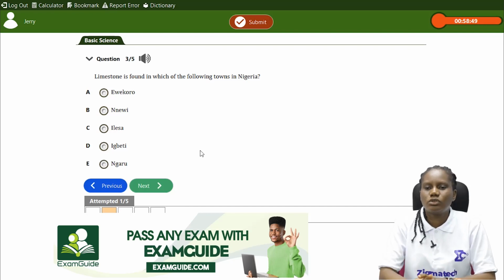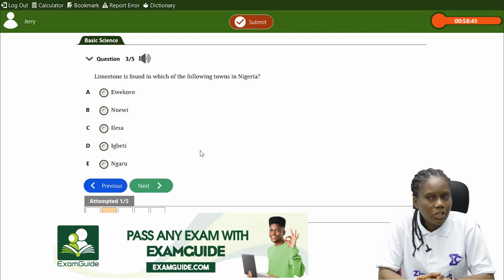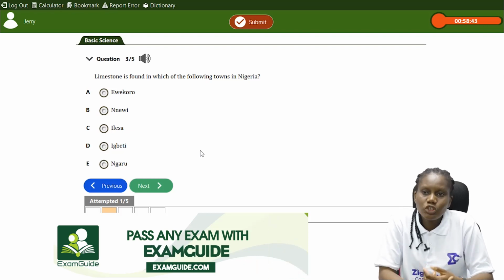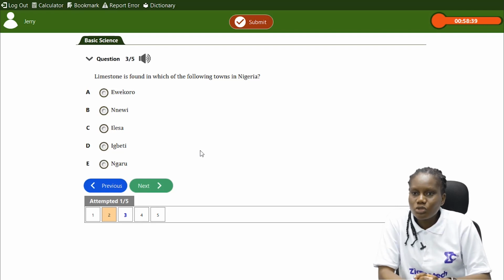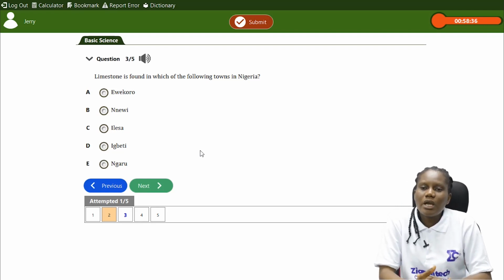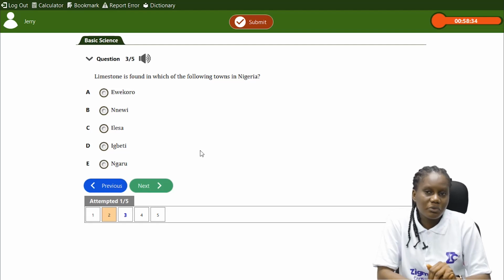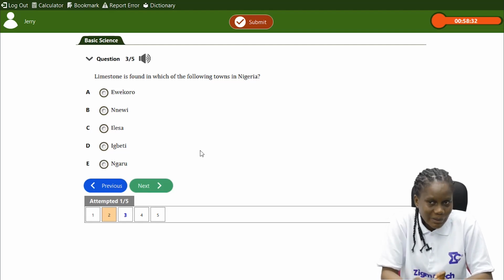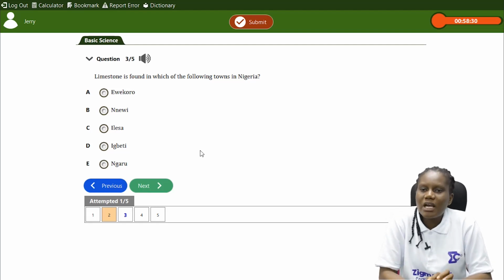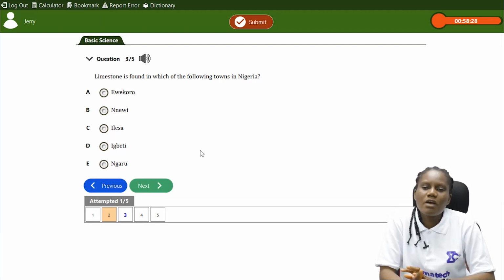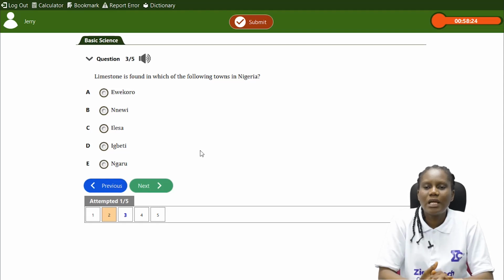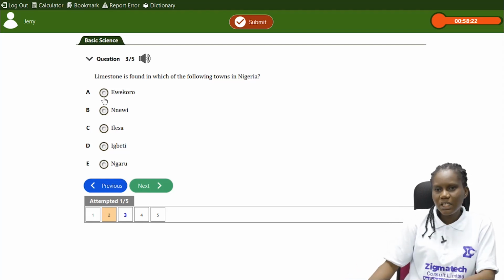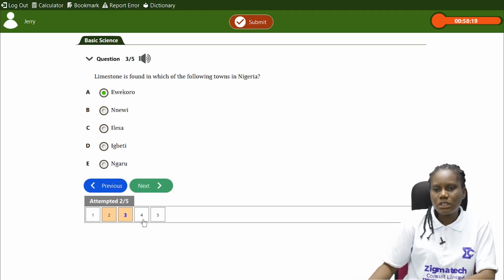We have another question here. It says, limestone is found in which of the following towns in Nigeria? I remember I was mentioning them the other time. We have A, Ewekoro in Ogun State. I remember I mentioned that particularly. We have B, Newi, we have Elisha, we have Igbeti, and we have Ngaru. The right answer is Ewekoro. You can find your limestone in Ewekoro in Ogun State.